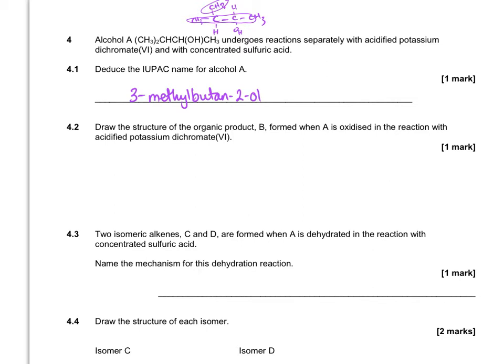Draw the structure of the organic product B formed when A is oxidised in the reaction with acidified potassium dichromate. Well, from sketching the structure out at the top, I can see it's a secondary alcohol, so I know it's going to form a ketone. And that's going to be on the same carbon as the OH.